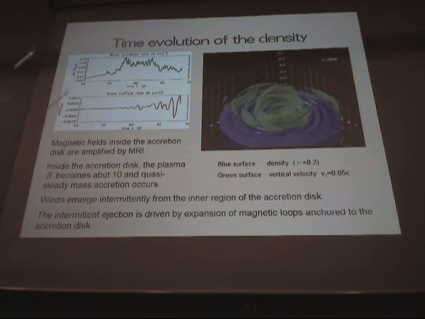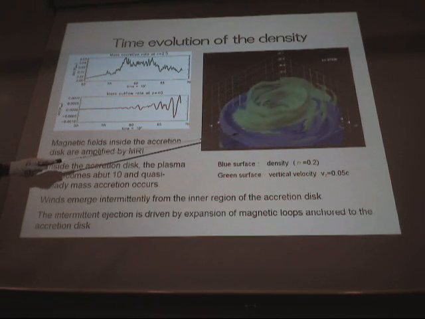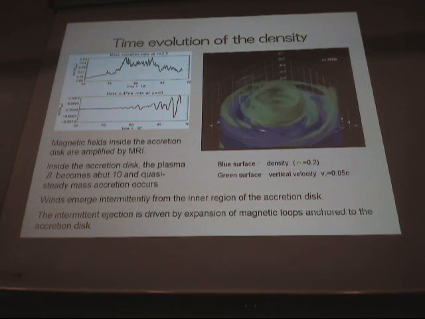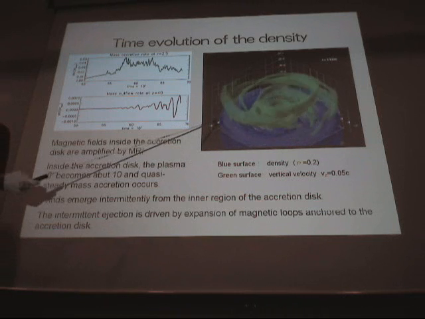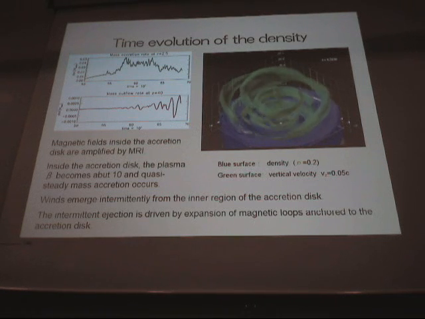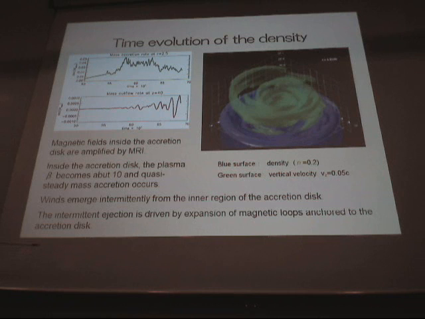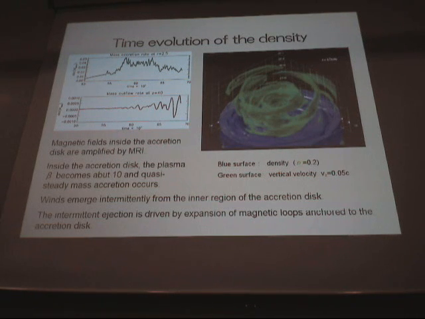First, I show the time evolution of the density. This blue surface shows the iso-surface of density, and the green iso-surface shows the vertical velocity. This value is 5% of the light speed. Inside the accretion disk, magnetorotational instability (MRI) is driven by magnetic turbulence, and the plasma beta becomes about 10.